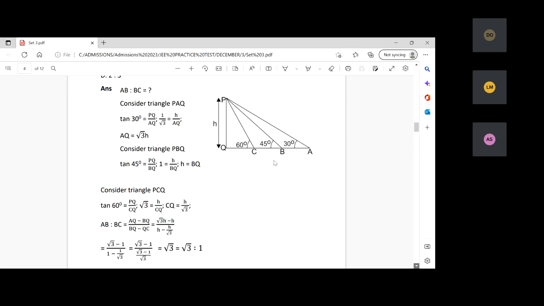Now you have BQ, AQ, and CQ. Just simply subtract these terms. How will you write AB? AB can be AQ minus BQ. You have those two terms. What is BC? It could be BQ minus CQ. You can simply substitute whatever you have found in terms of H, the H will get cancelled, and you have the ratio as root 3 is to 1.